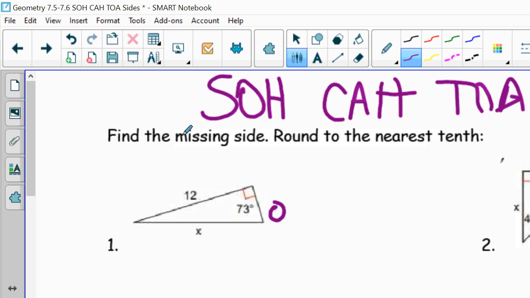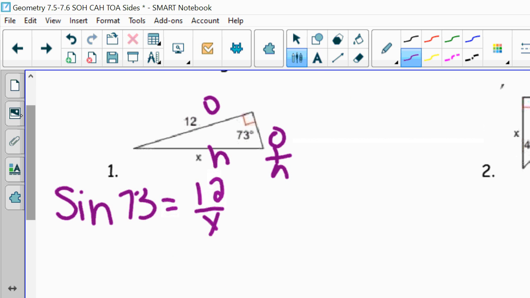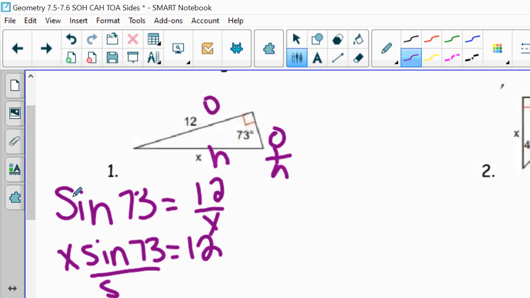So we're standing at angle 73. I have my opposite and my hypotenuse. So I look up here at SOH CAH TOA, which one has O and H? That's the S. So sine of 73 equals 12 over x. Cross multiply: x times the sine of 73 equals 12. I'm trying to get x by itself, so divide by the sine of 73. So I type that in my calculator, 12 divided by the sine of 73, and I get x is approximately 12.5.